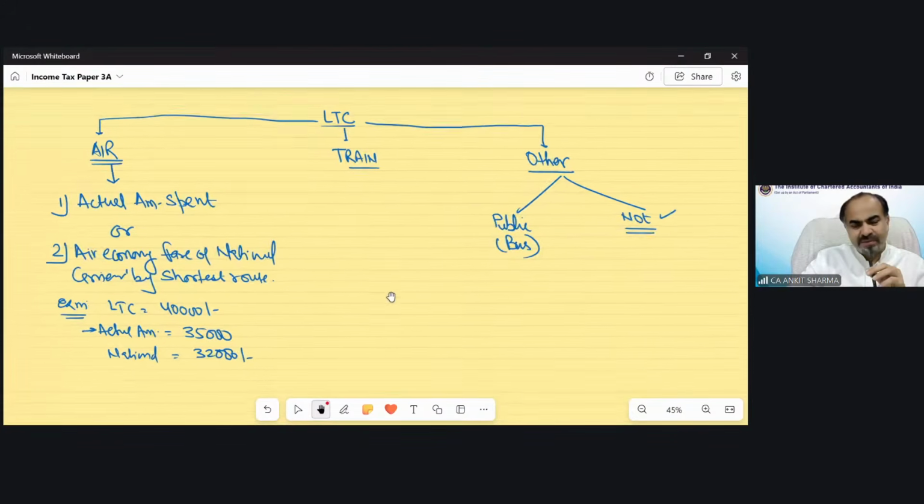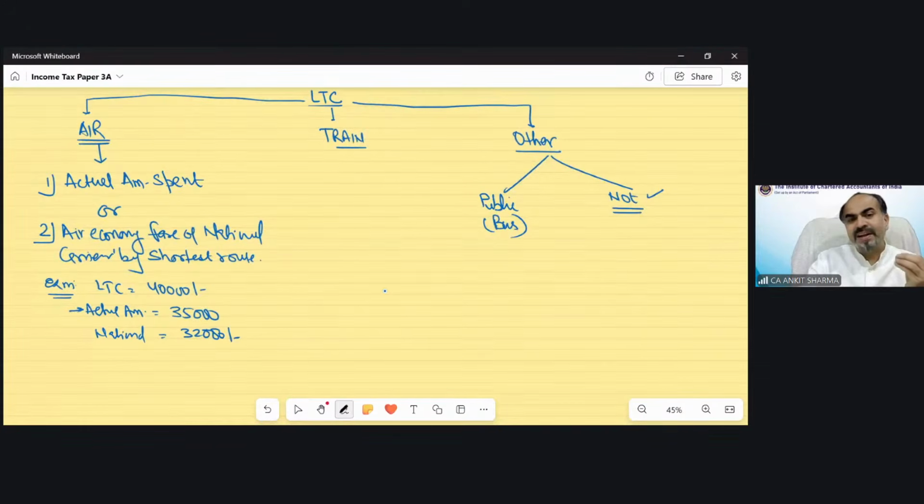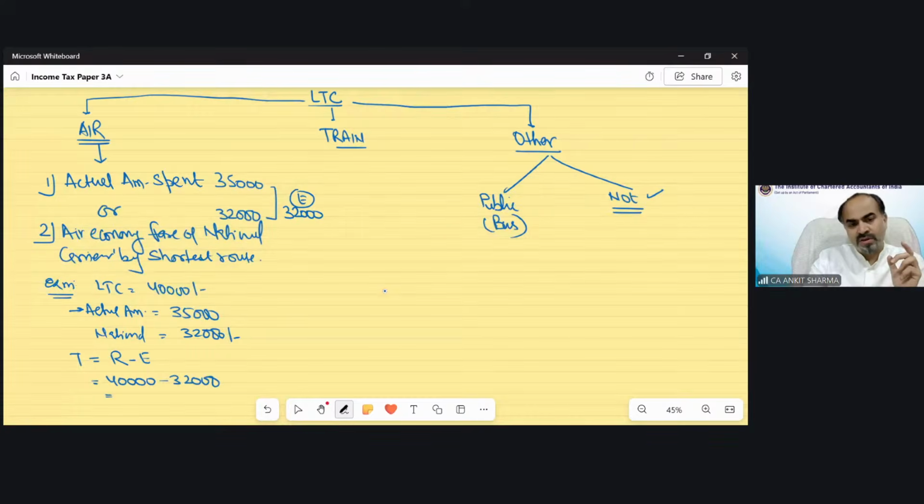So in this example, how much amount should we consider exempted? The actual amount spent would be 35,000. It's very simple to solve. And the economy class fare of the national carrier we need to take for the purpose of comparison. So 32,000 is going to be exempted for this perquisite. And if 32,000 is exempted, then how much is going to be taxed? As I've told you, the universal formula to find the taxable value is received minus exempt. So you have received 40,000, but the exemption would be 32,000. So 8,000 is going to be your taxable perquisite.